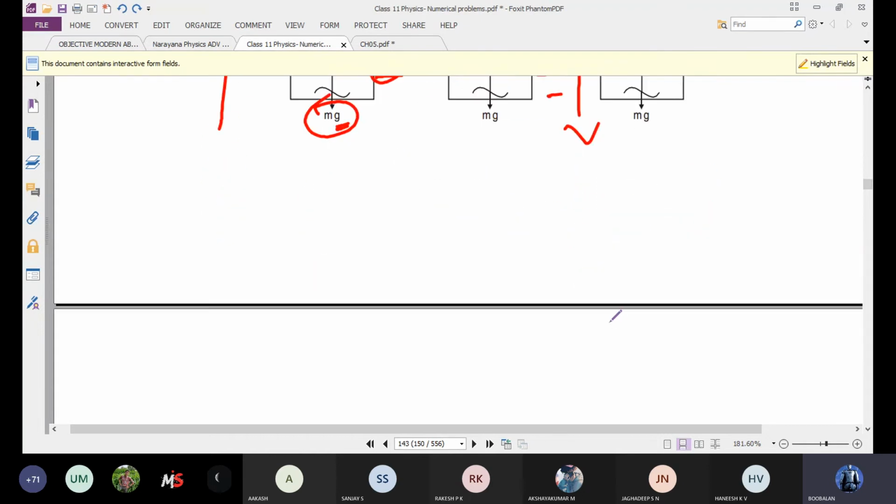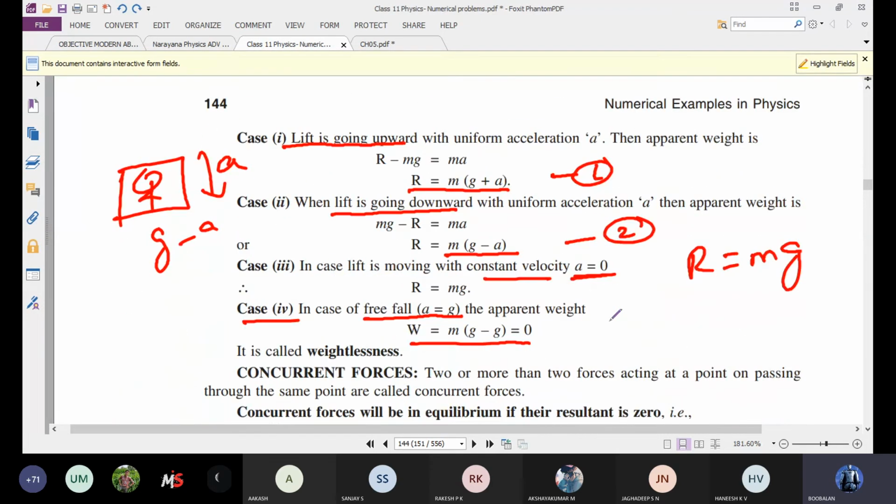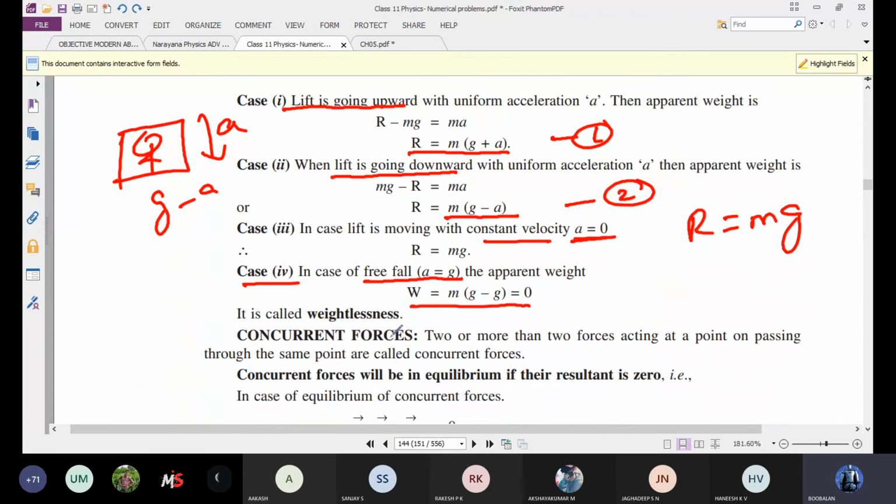Notes. So it is called weightlessness. W equal to 0.